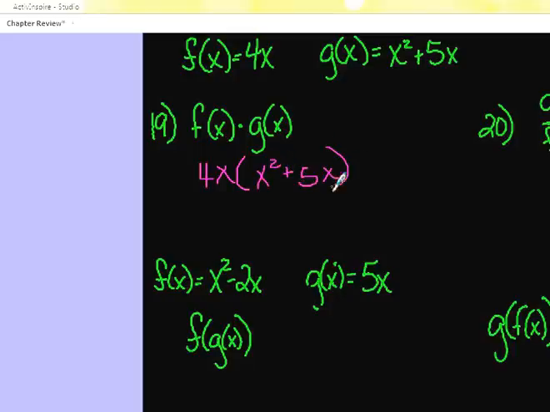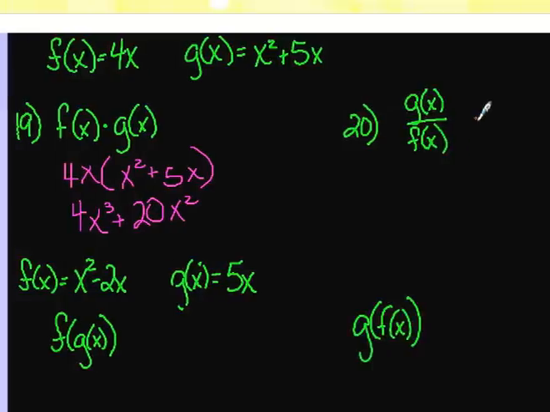And now, folks, we're just going to multiply these out. If this was a binomial, we would FOIL it, and since it's not, all we have to do is distribute it. So 4x times x squared is 4x cubed, and 4x times 5x is 20x squared, and we're done.